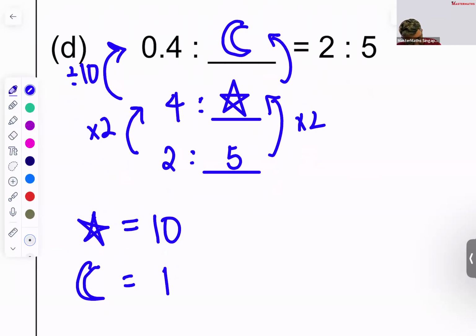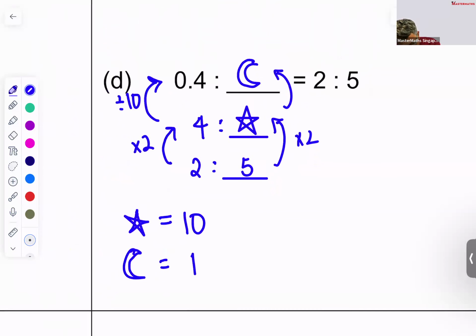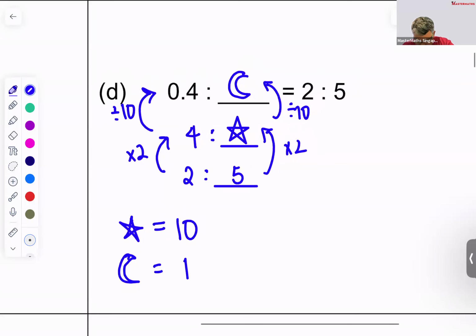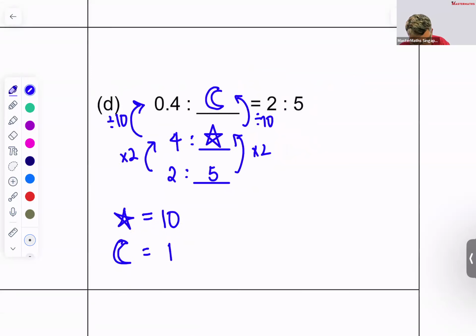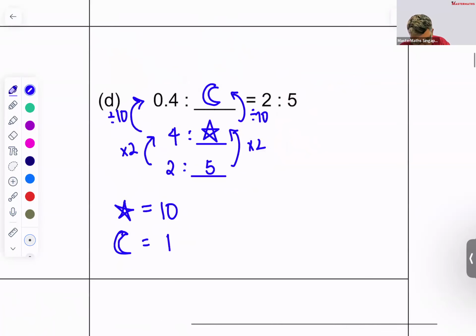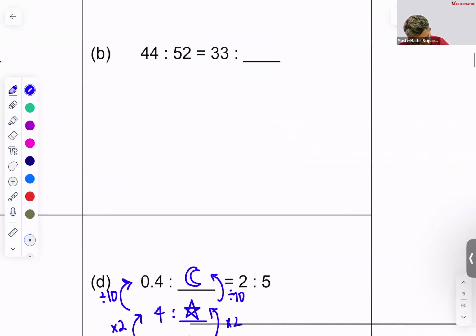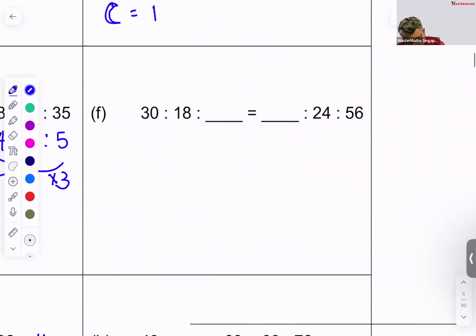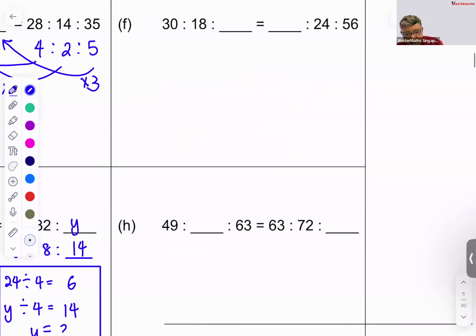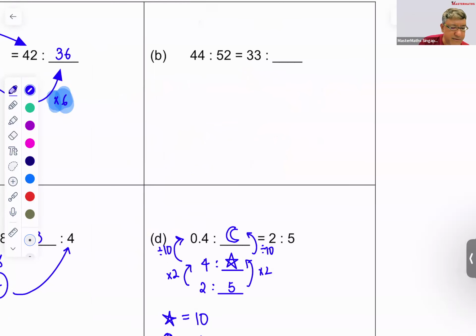Did anybody get 1? One person. One person got 1. Oh, 2% got 1. Well done. So this one is divide by 10. So they want the question mark, right? The question mark or the blank is the original blank, the crescent moon. So the answer is 1. Okay, do B, D, F, and H. I'll give you maybe 2 more minutes, unless Arayan has finished.